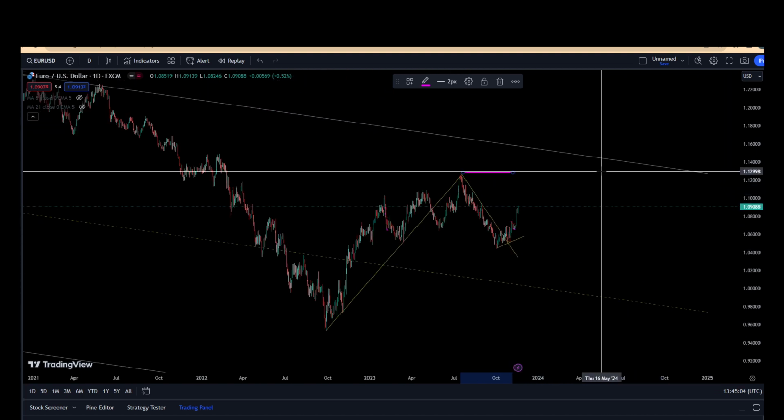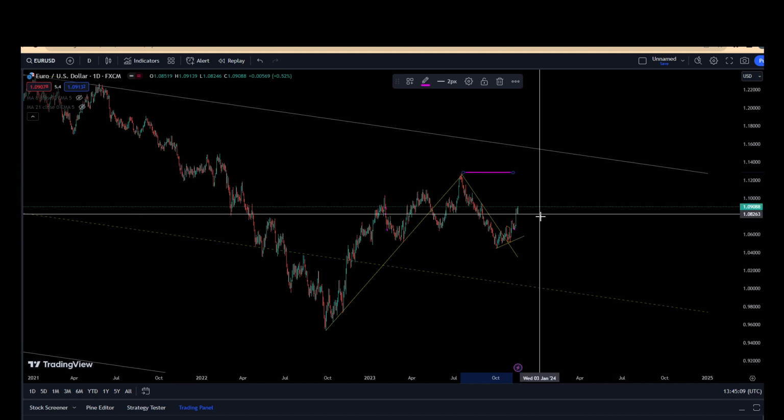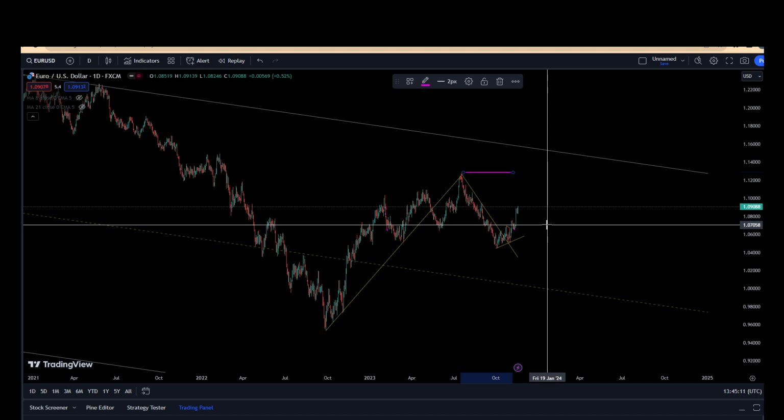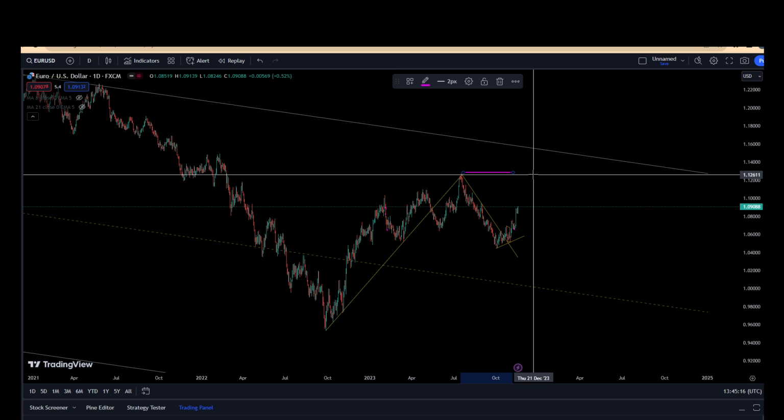Also, in terms of the DXY, if we do look at the DXY, it is very bearish, and we could definitely see that EURUSD will start to gain a bit more strength, as well as pound dollar. So nevertheless, with euro USD, what am I expecting?